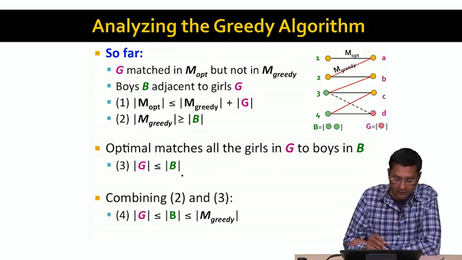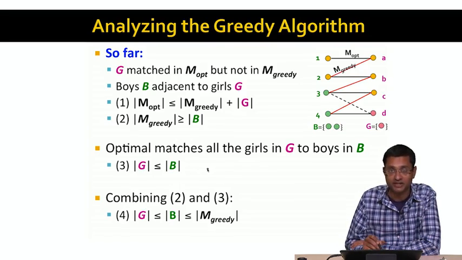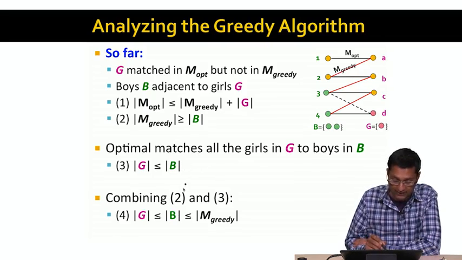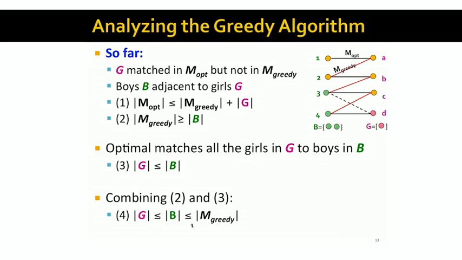Now, when you combine equations 2 and 3, equation 2 says M greedy is greater than or equal to B. Well, equation 3 says G is less than or equal to B, or in other words, B is greater than or equal to G. So when you combine equations 2 and 3, we get equation 4, which says that G is less than or equal to B, but we know that B is less than or equal to M greedy, and so we have G less than or equal to B, which is less than or equal to M greedy, right? Let's call that equation 4.